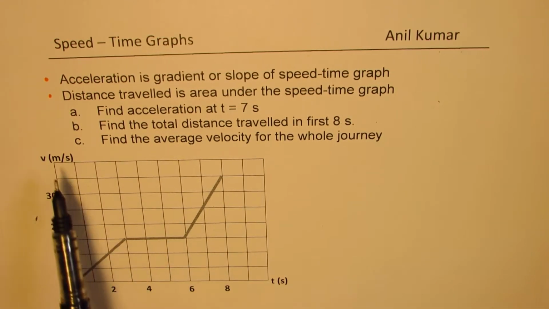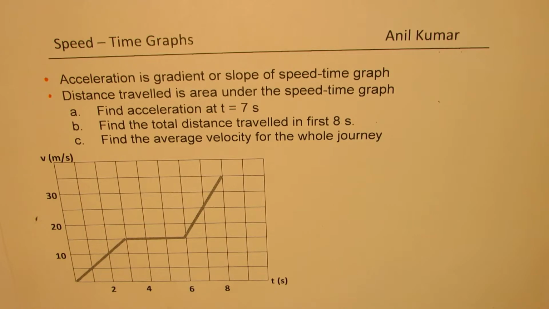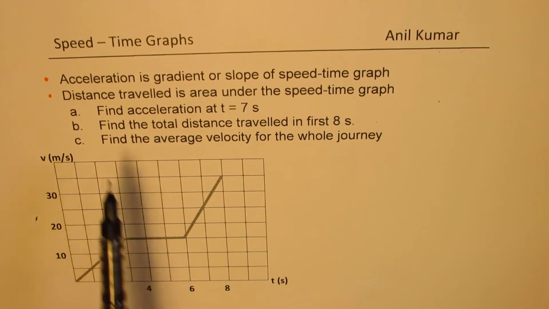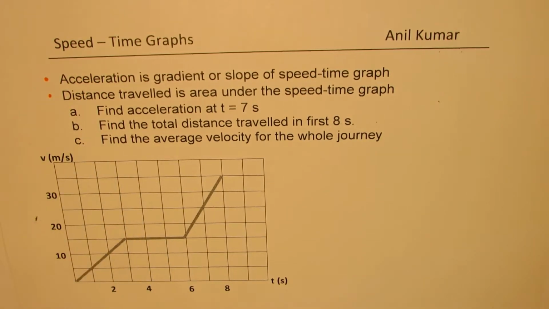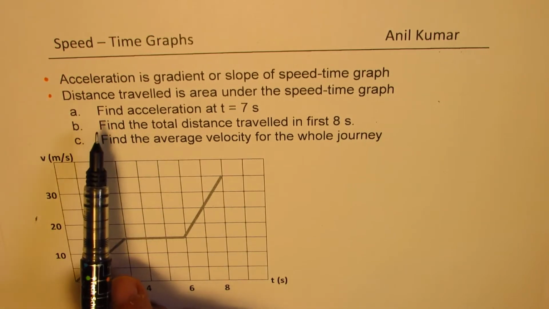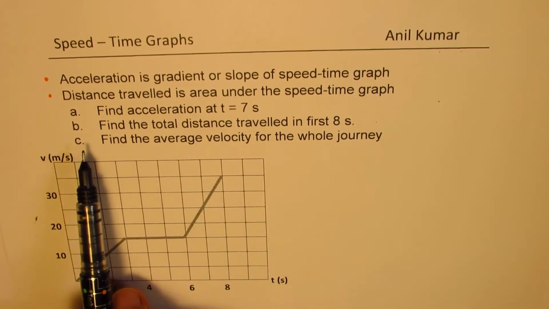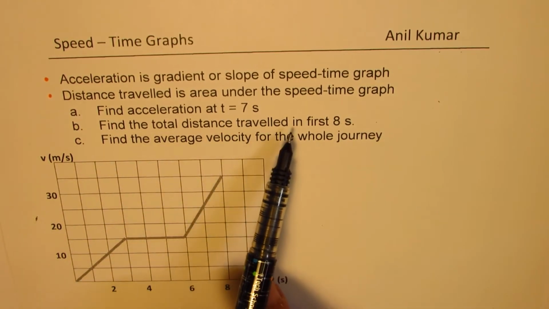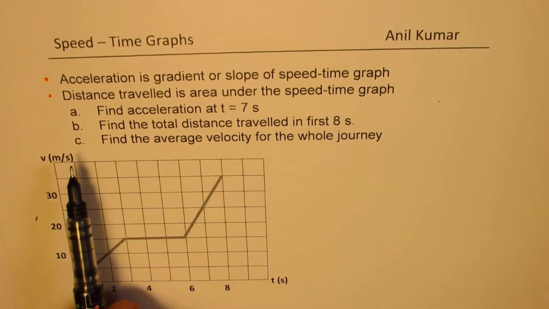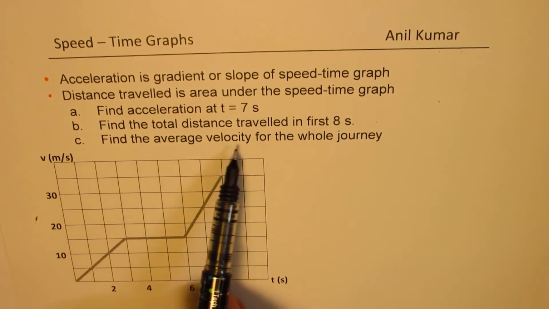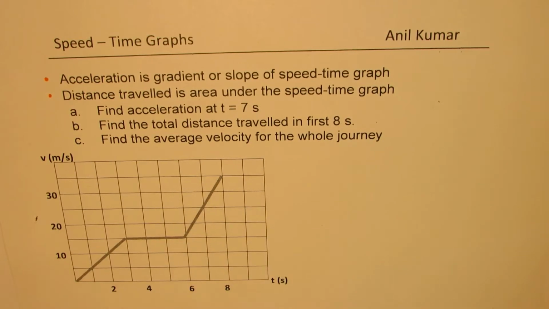So we have shown velocity and time, velocity in meters per second, time in seconds. Based on this, we have three questions. You can always pause the video, answer these questions, and then look into my suggestions. The very first one is find acceleration at t equals 7 seconds. B is find total distance traveled in first 8 seconds. And C is find average velocity for the whole journey. So let's see how to answer them one by one.